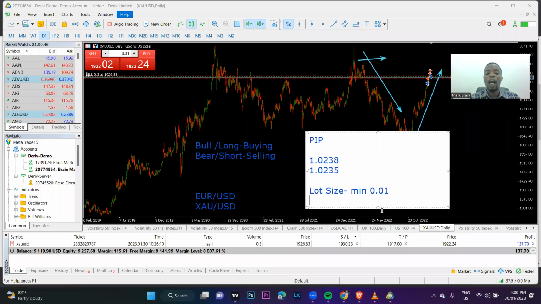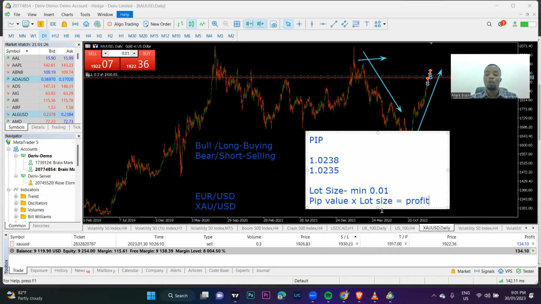Now, how do you calculate your profit? Your profit will be calculated based on your PIP value multiplied by your lot size. So if I enter a trade with 0.01 and the market moves in my favor 100 pips or 1,000 pips, I just have to multiply that 1,000 by 0.01, or that 100 by 0.01, and that gives me the profit I am making in trading.